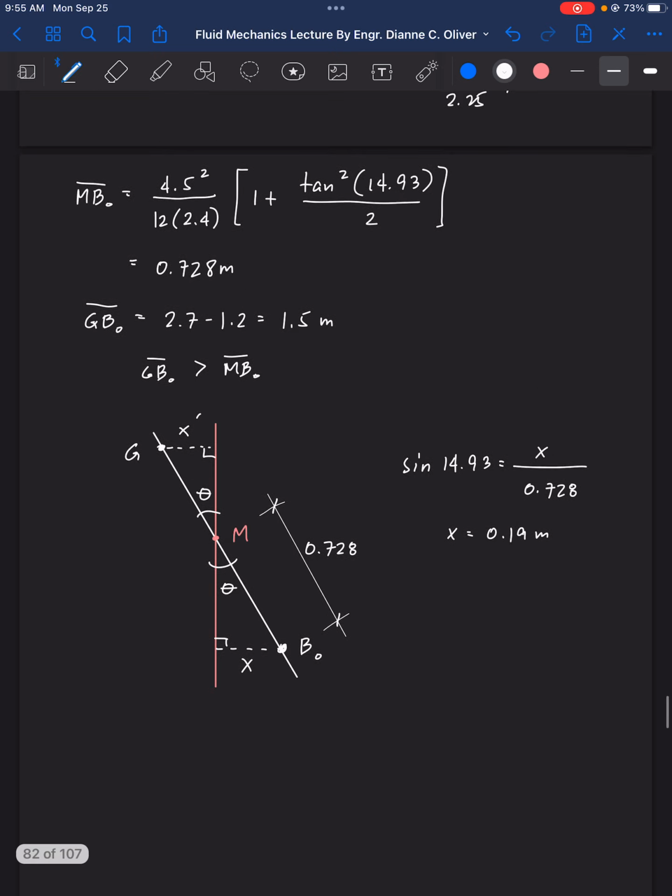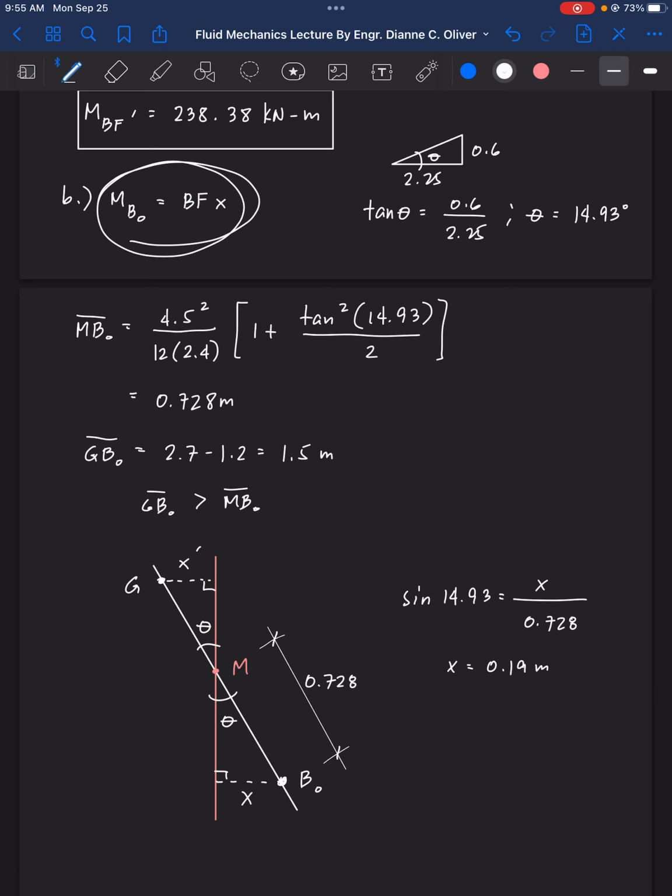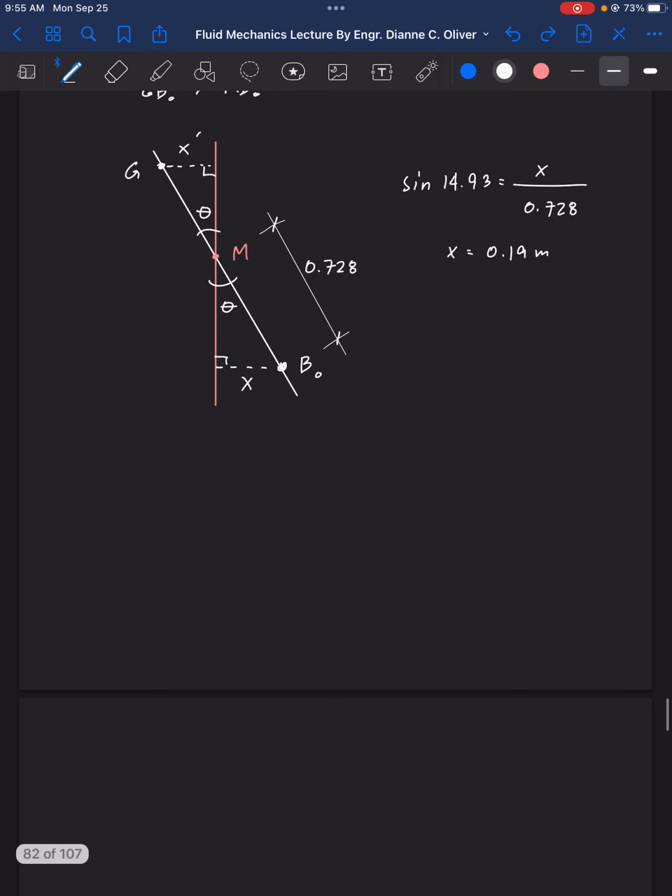And then we have the buoyant force. So take note, our target here is BF times X. So BF now is equal to gamma of water times the volume, so 9.81, then the volume being 2.4 for the draft times the base 4.5 and the length being 12. So buoyant force is equal to 1271.38 kilonewton.